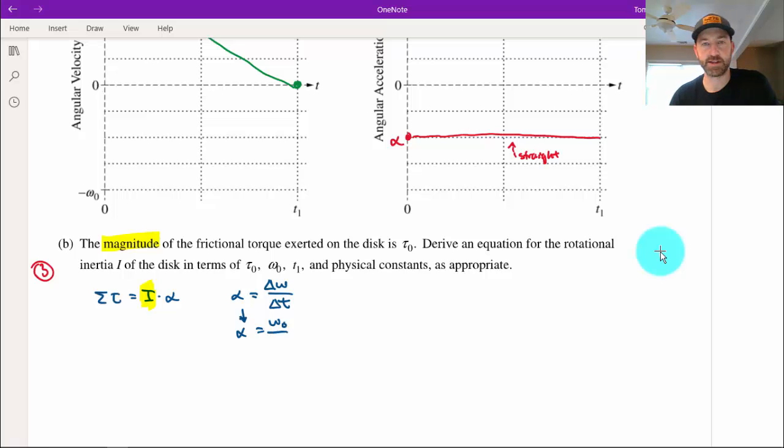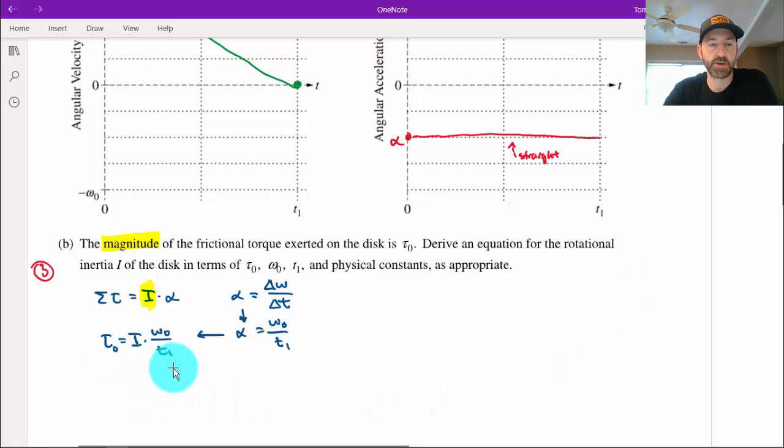And the time it takes for that to happen, that time interval, is the time t1. So we just substitute in the two values that they gave us. And the torque is going to be tau naught. So I can take these things and substitute them in, and I have tau naught equals I times omega naught over t1.